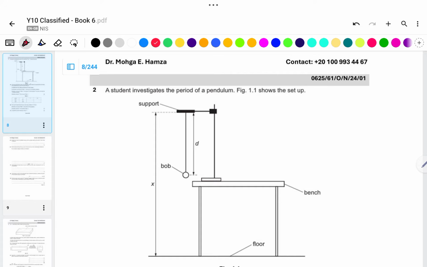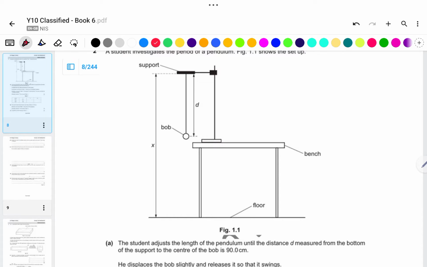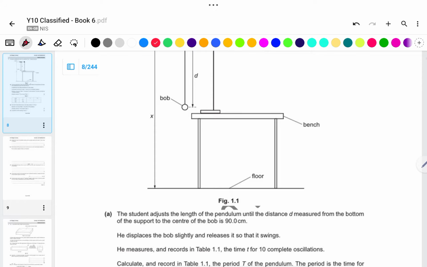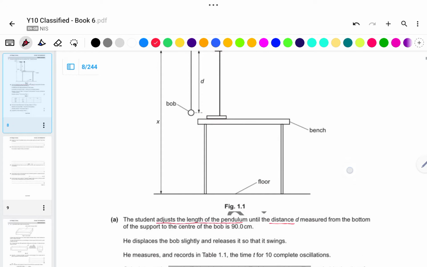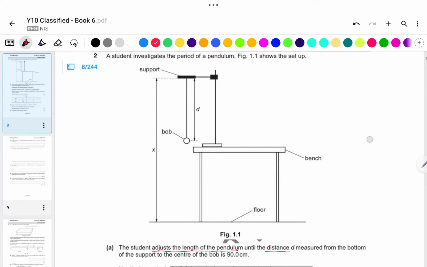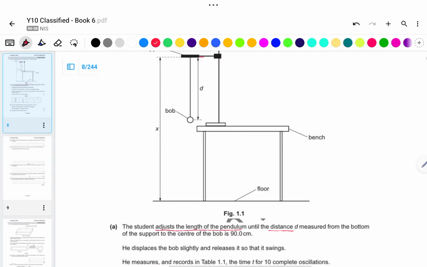A student investigates the period of a pendulum. Figure 1.1 shows the setup. As you can see, this is the setup. Here's the bob, the X, bench, floor. The student adjusts the length of the pendulum, so this means that the length of the pendulum can be adjusted until the distance d measured from the bottom of the support to the center of the bob is 90. So measured from the bottom of the support, which is here, to the bob is 90. So they adjusted the length.